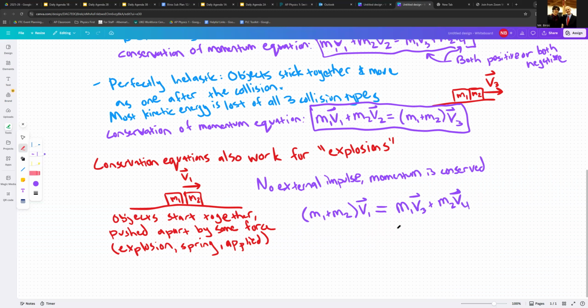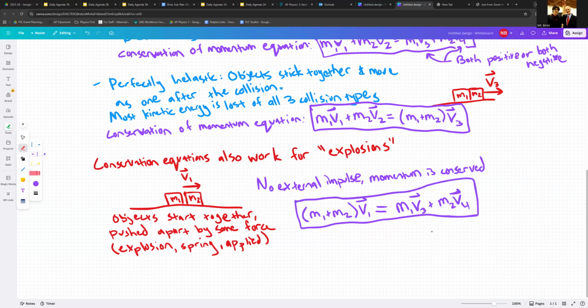It's fine. Just make sure that however you set it up, you remember this is the velocity before they push apart or explode or go their separate ways. These two velocities are afterwards. So however you prefer to write that equation can work, but if you have the explosion type problem where they start off together and then end up separately, this would be what we'd use for conservation.